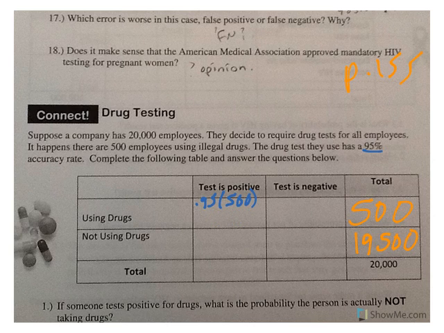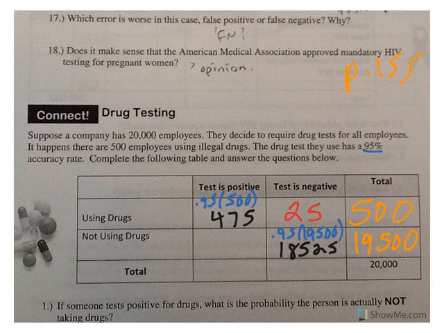Let me use a different color for that. 475 will test positive. Now, with that, if 475 test positive, that means 25 of them will test negative. So you've got 25 drug users who will test negative for drugs. Now, those that are not using drugs, we expect them to test negative. So the 95% accuracy rate times the 19,500 people not using drugs will give you the 18,525 employees who will test negative.